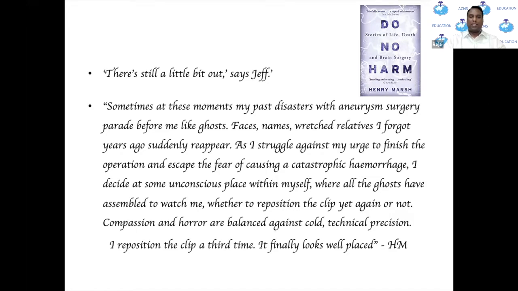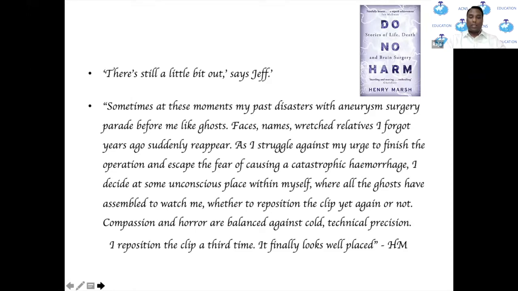I decide, at some unconscious place within myself where all the ghosts have assembled to watch me, whether to reposition the clip yet again or not. Compassion and horror are balanced against cold technical precision. I reposition the clip a third time, and it looks finally well placed. So I had never found a better description of the fear of an intraoperative aneurysm rupture than in this book by Professor Henry Marsh.